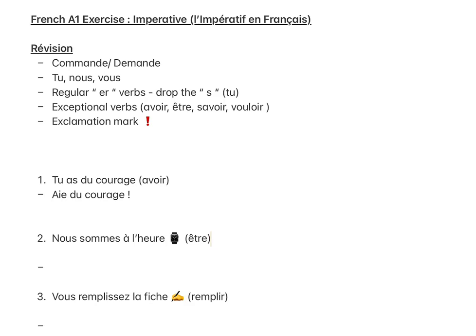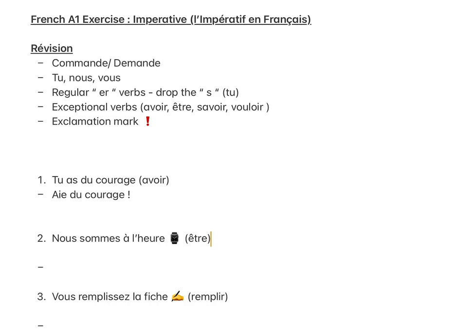Nous sommes à l'heure, which means we are on time. The verb in the brackets is être, which means to be. The subject pronoun is nous. The conjugated verb is sommes, which belongs to the verb être. Être is also one of the exceptional verbs when it comes to the imperative form.